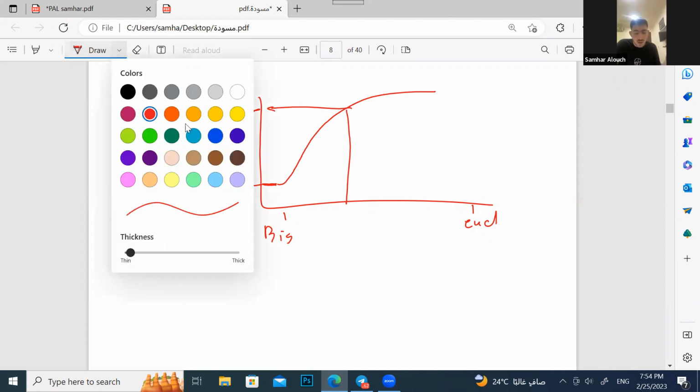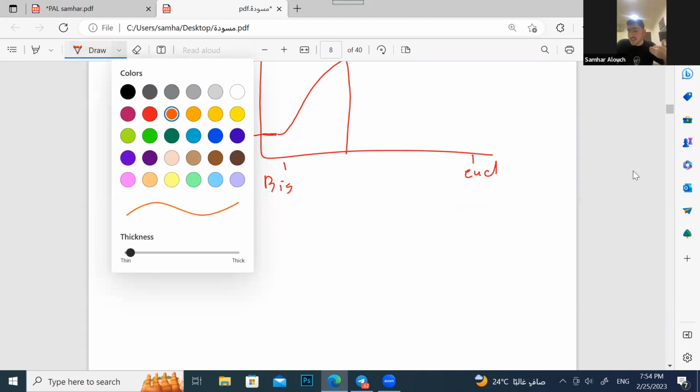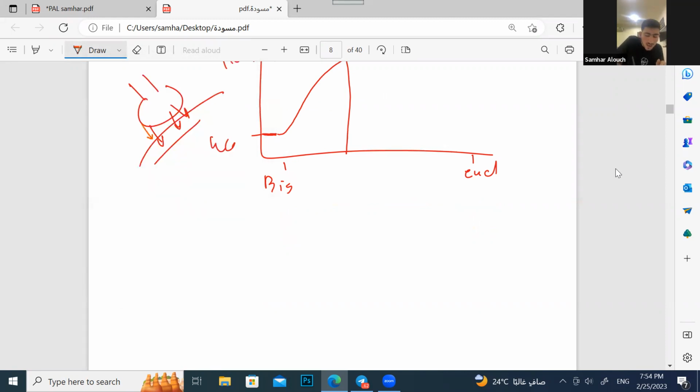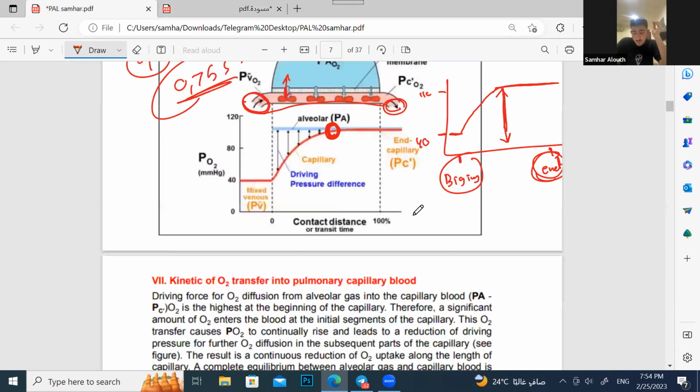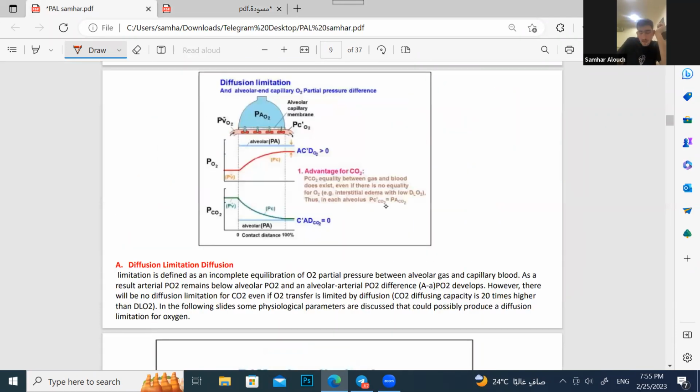But what if we have a diffusion limitation? Like we have increased thickness or decreased surface area. So now oxygen can't actually pass normally, and it will reach the end of the capillary, but it will not reach the max, okay? That's if we have a diffusion limitation. So if the blood at the end of the capillary didn't reach the level of oxygen in the alveoli, and there is still a distance, then we have something called diffusion limitation, because there is something obstructing the oxygen from going. That's why we reach the end.